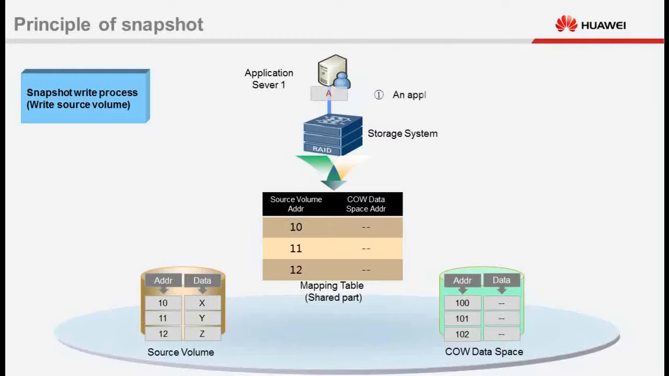For example, in a snapshot period, when application server 1 sends a request to write data A to source volume address 10, the storage system uses the COW technology to copy data X to the COW data space, modifies the mapping in the shared part of the mapping table, and writes data A to source volume address 10. The storage space performs the same operations when data is written to an address for the first time.